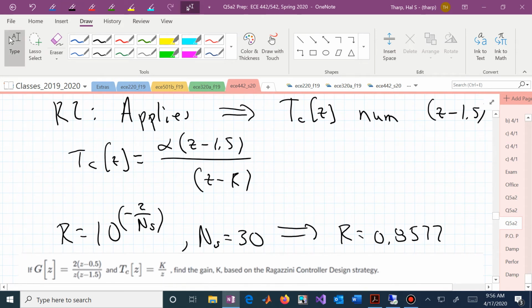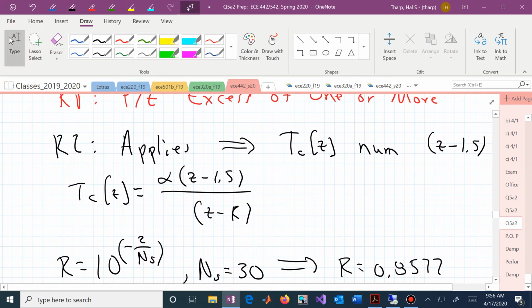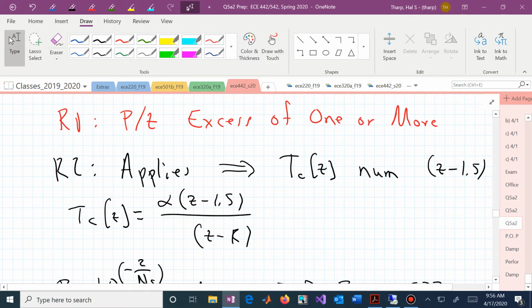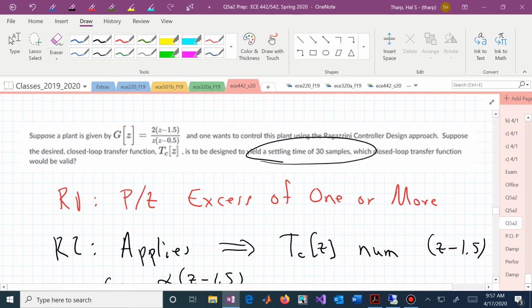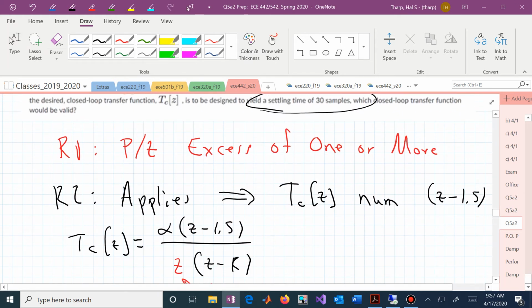Well, right now we don't have a pole zero excess of 1, we have a pole zero excess of 0, so this T sub C is not quite right. We need to increase the pole zero excess. We can put in a fast pole for T sub C of Z, which is what happens when we add them at the origin. We don't have any steady state error spec in this problem, so alpha could be anything you wanted.